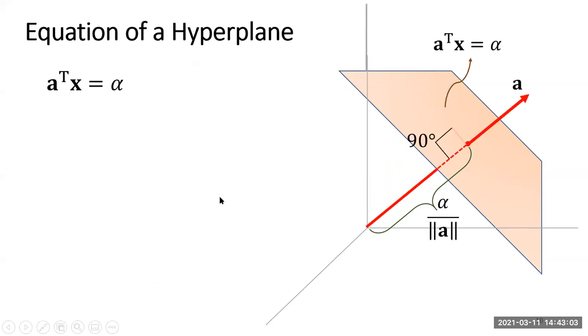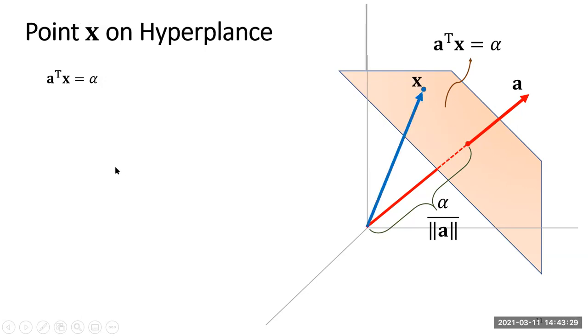A transpose X equals alpha. So alpha divided by the length of A is this distance. That's the distance of the hyperplane from the origin. A transpose X equals alpha, so alpha divided by the L2 norm of A. Okay? Now, this X satisfies A transpose X equals alpha, so it lies on the hyperplane.